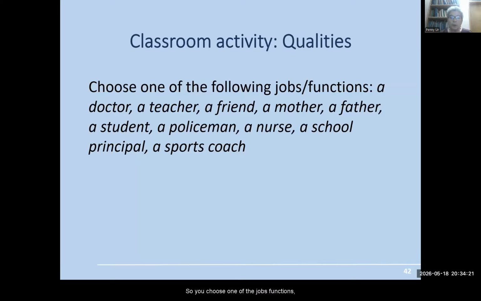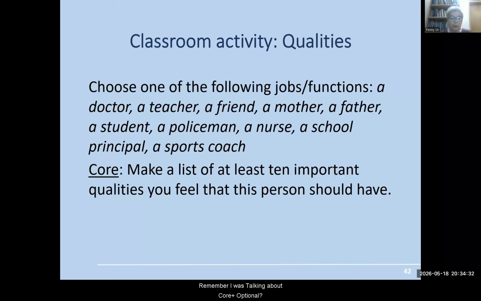So you choose one of the job functions, ask them to choose. Here's the element of choice coming up. And then the compulsory aspect, the core, remember I've talked about core plus optional. The core is what you have to do is make a list of at least 10 important qualities you feel this person should have. And it could be she should have, this person should have, should be able to. It can be all sorts of things. You might even start it in class with some ideas given orally for one of the functions.